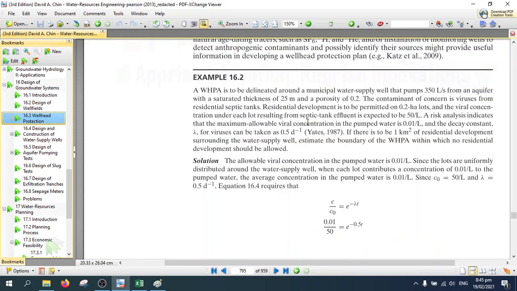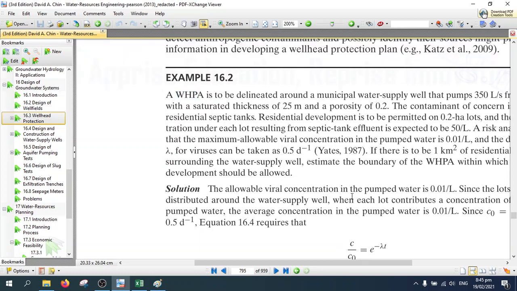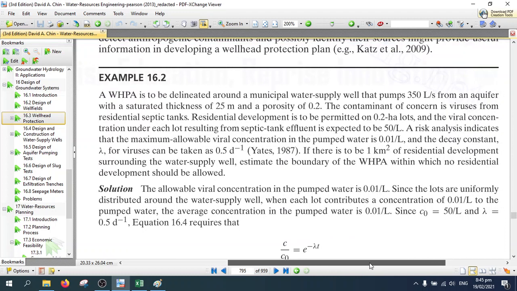Example 16.2. A WHPA, or wellhead protection area, is to be delineated around a municipal water supply that pumps 350 liters per second from an aquifer with a saturated thickness of 25 meters and an effective porosity of 0.2.